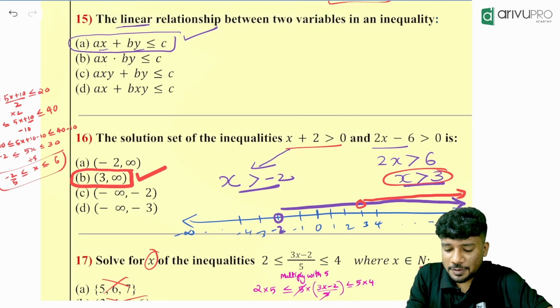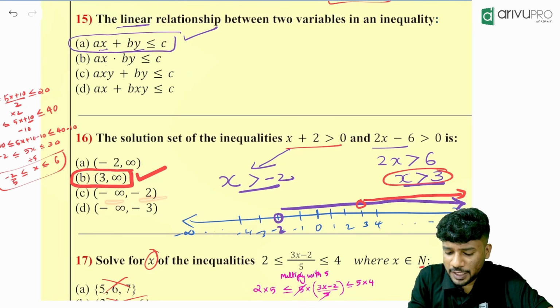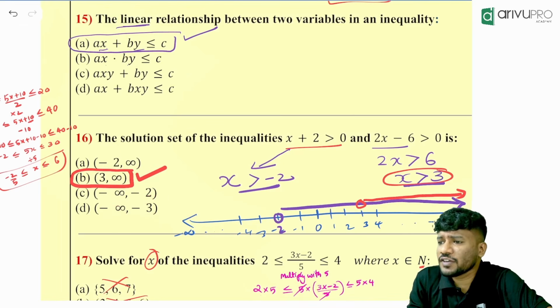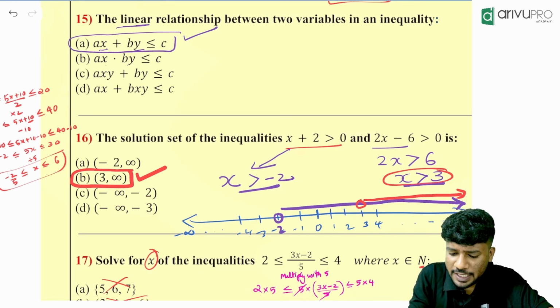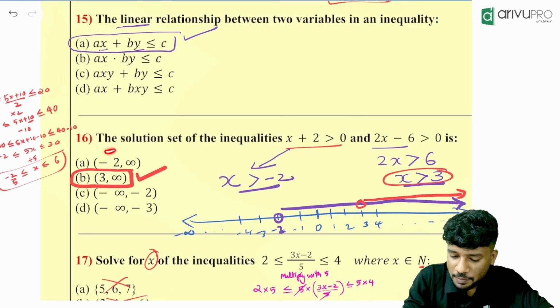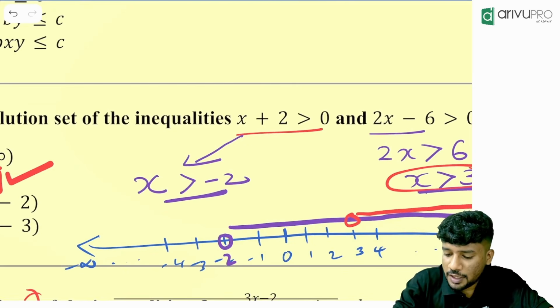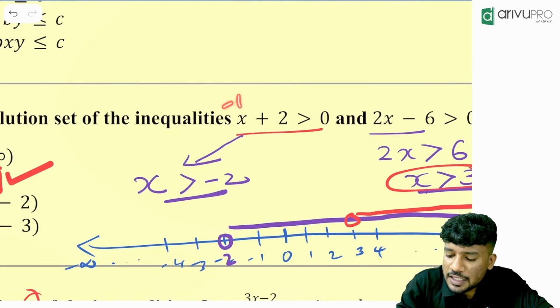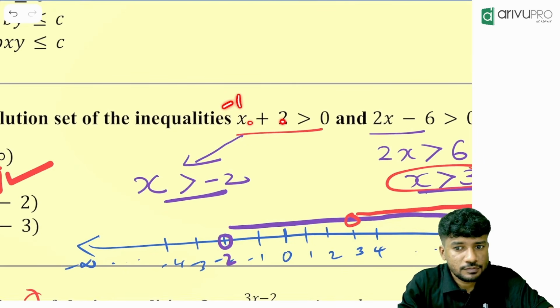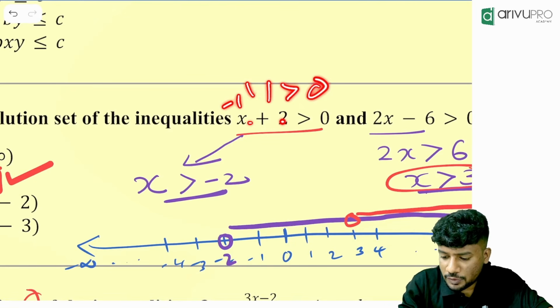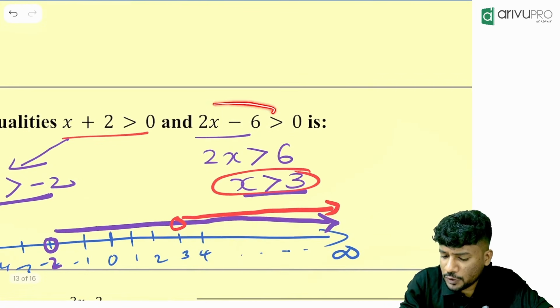Option hitting means minus 2 to infinity is there, right? Then minus infinity to minus 2, minus infinity to minus 3, everything is there. Now people, first we will take minus 1 and substitute in the options. Minus 1 plus 2 will become what? 1. 1 greater than 0. That is correct.